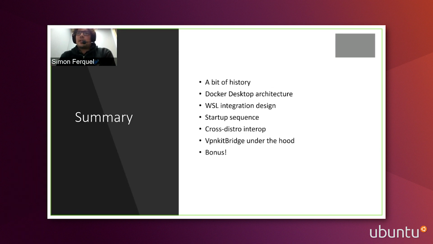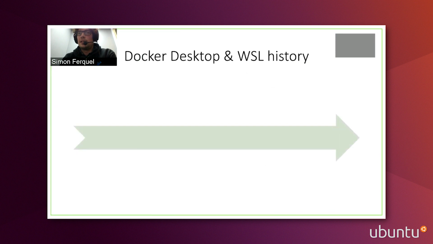So we'll start with a bit of history, then dig a little bit into Docker Desktop architecture and understand how we designed the WSL integration and why we designed it this way. And then we'll do a bunch of deep dive demos, mainly understanding the startup sequence, understanding how cross-distro interop works, and a little bit about VPNKit bridge, which is the stuff that allows us to expose Windows services to the WSL2 environment and vice versa.